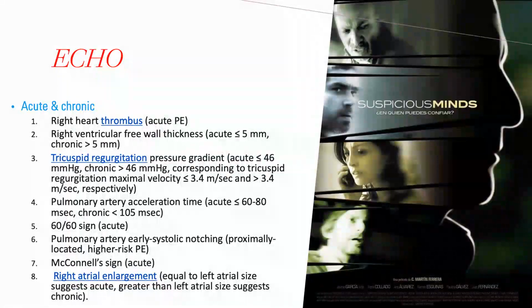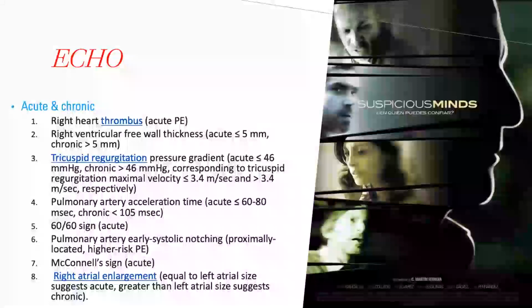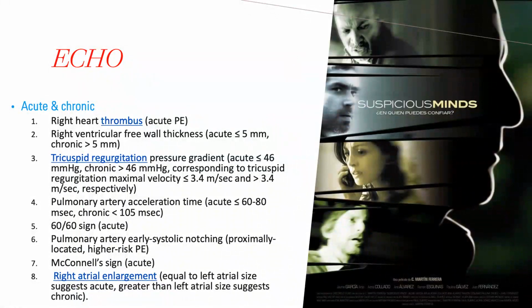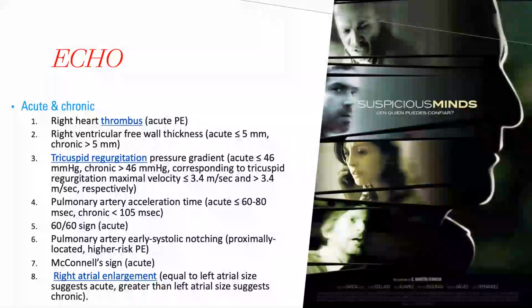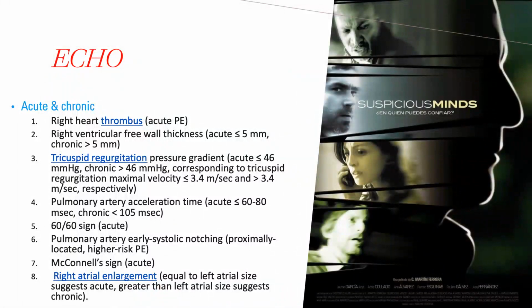Severity of tricuspid regurgitation: if the gradient pressure around the tricuspid valve is less than 46, it is most probably acute. More than that, it is chronic. Pulmonary artery acceleration time, if less than 60, goes with acute. More than 105, goes with chronic. The 60/60 sign is a combination of both: pulmonary artery pressure less than 60 and pulmonary acceleration time less than 60. McConnell sign is hypokinesis of the RV free wall with sparing of the apex and poor contractility of the RV.